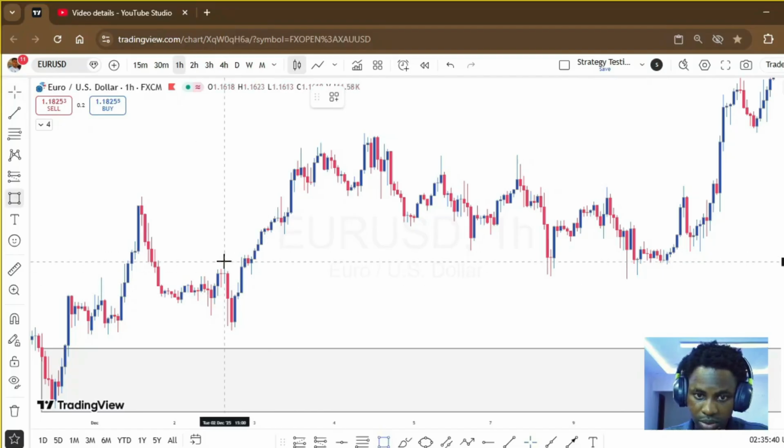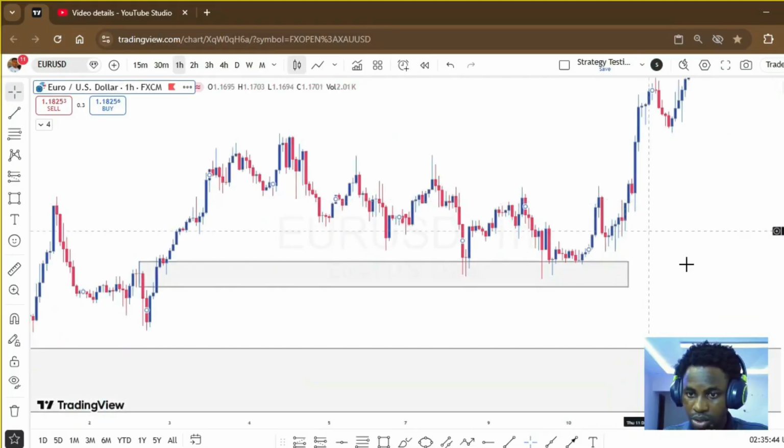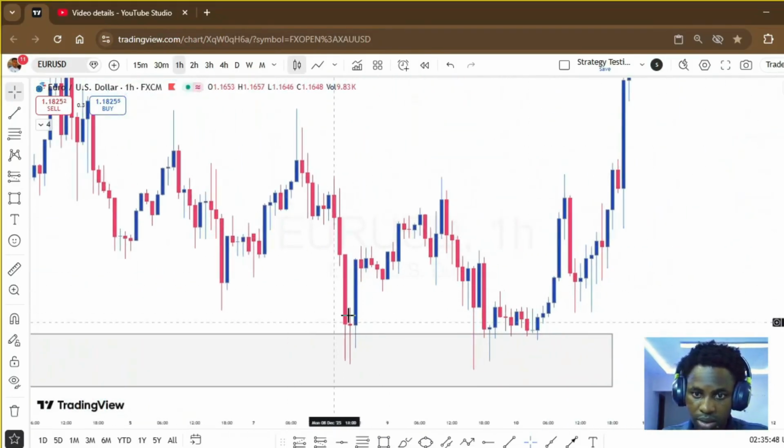This is a reaction from a breaker block. So you can see there, very nice one there. Now on this breaker block, we have this morning star here. This is a morning star, right? For a buy. We had this.